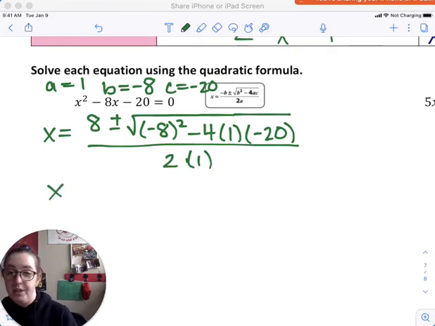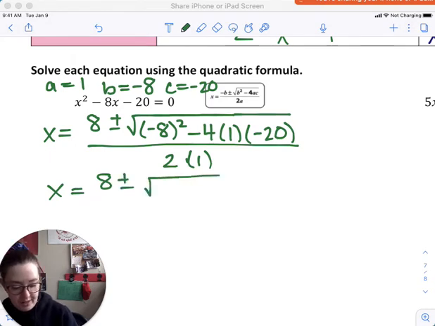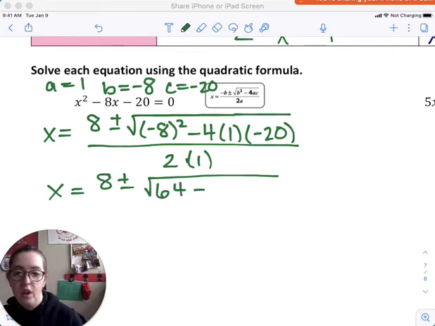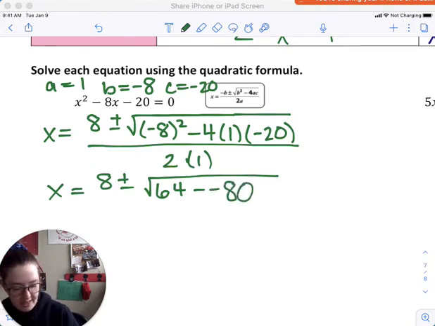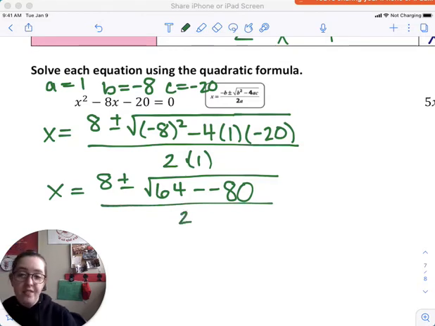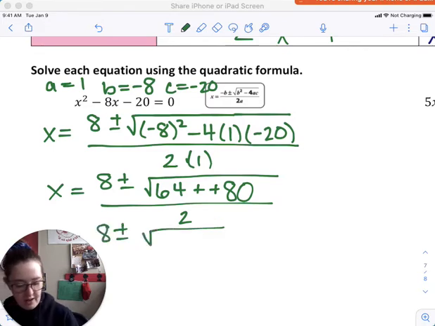Now we'll start simplifying. 8 plus or minus negative 8 squared is positive 64, minus 4 times negative 20 is negative 80, so I have minus 80 here, over 2 times 1 is 2. Inside of that square root, I have minus and negative, so that's plus a positive. Plus or minus the square root of 64 plus 80, that's going to give me 144.